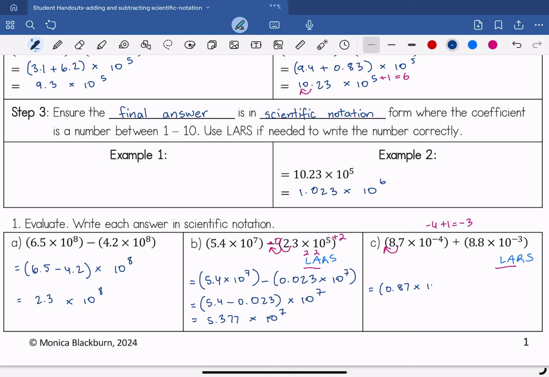0.87 times 10 to the power of -3 plus 8.8 times 10 to the power of -3, which is equal to 0.87 plus 8.8 times 10 to the power of -3. It is equal to 9.67 times 10 to the power of -3.